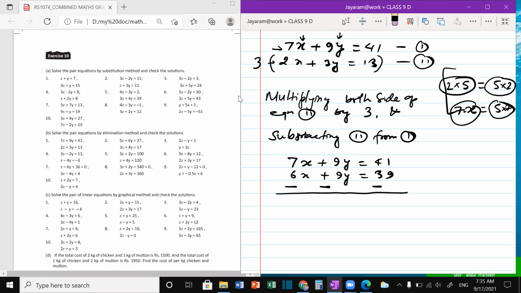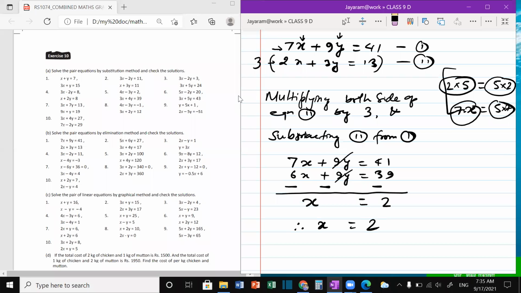Now our main target is to banish this variable y, eliminate this variable y. So we did that one here. Now just subtract here. 7x minus 6x is just x, and that will be equal to 41 minus 39, which is 2. Therefore, the value of x equals 2.